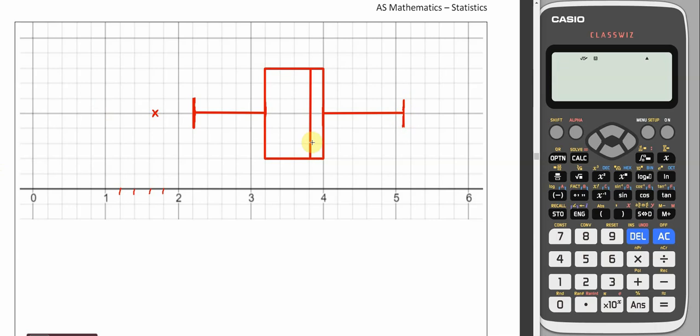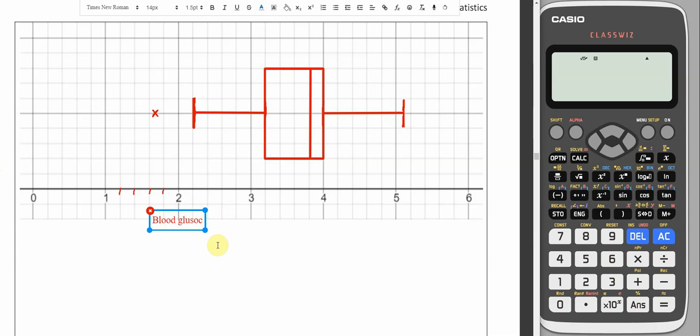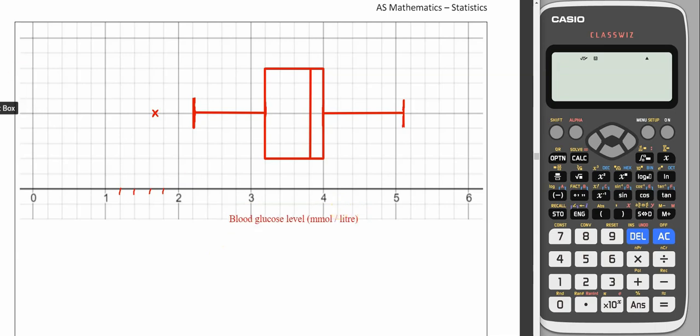There is one thing I've forgotten to do, and that's label our scale. We must always label the scale and label the graph as well. So the scale is blood glucose level. Make sure you label it, and also what the units are. Again, you don't need to understand what the units are in this case. Just make sure you include them. That's the scale. And then also make sure you label your graph as well. So this is the data for the females.